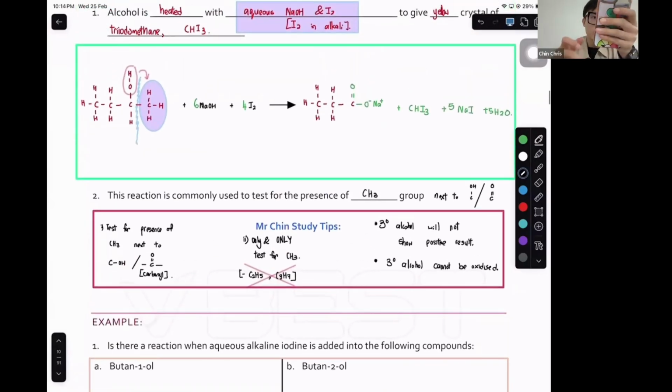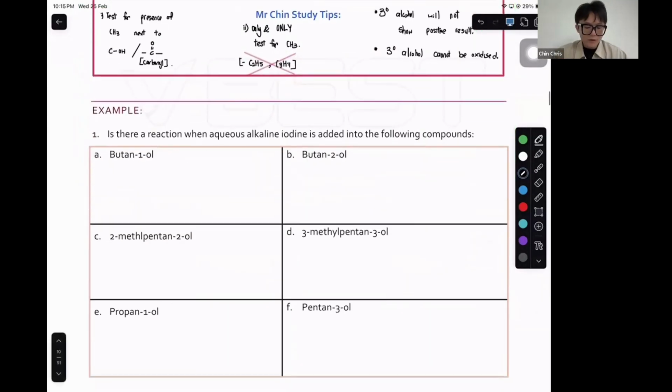Please tell me which one can and which one cannot. Alright, guys, let's go. So first, butan-1-ol, can or not? Cannot. Why? Three carbons next to it. Cannot. Well done.